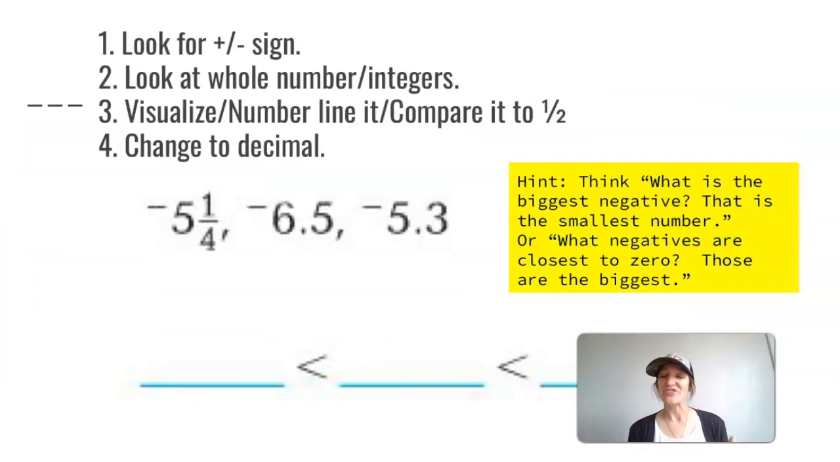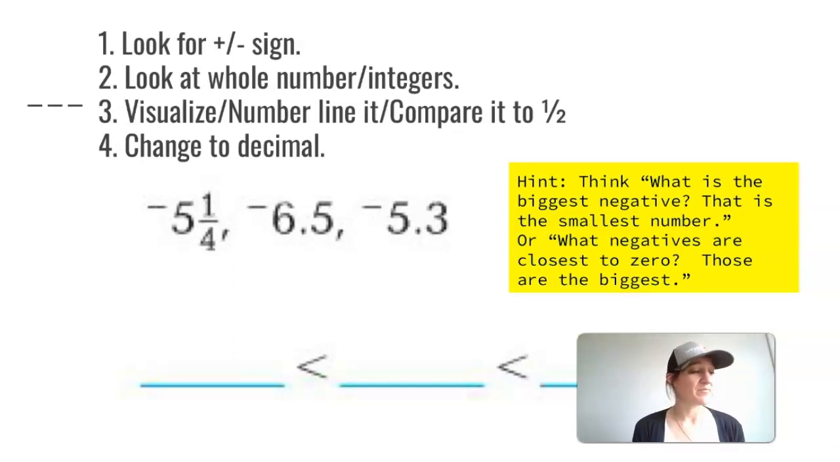Pause it, try it on your own, see how you do, push play, and then I'll talk you through it. So I have a little hint here. These are all negative, so I have to think in my mind, what is the biggest negative, and put that at the smallest end, right? Because these numbers that are furthest from 0 on the negative side are the smallest ones.